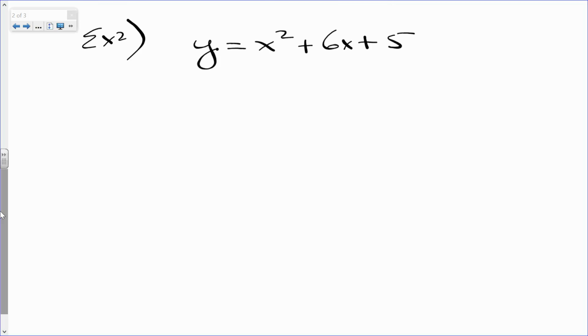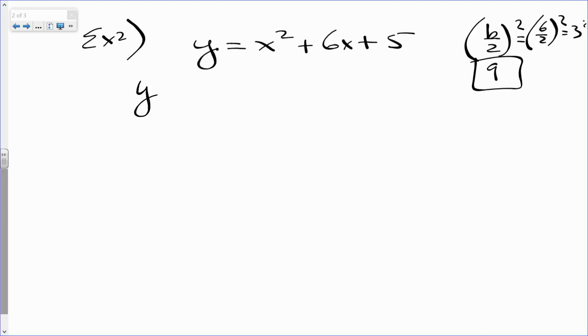So let's calculate b over 2 squared. B over 2 squared is going to be b is 6 over 2 squared. That's going to be 3 squared. That's going to be 9. Can you get that, Chris? So I'm going to add 9 and subtract 9. Here we go. Y is x squared plus 6x plus 9.